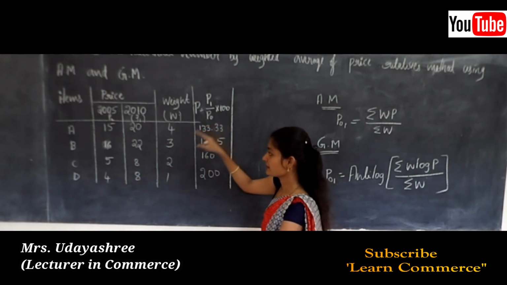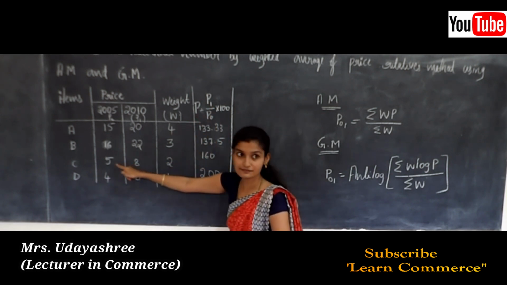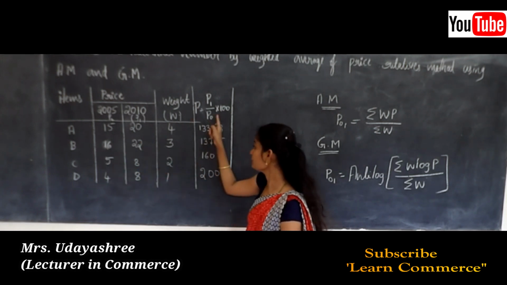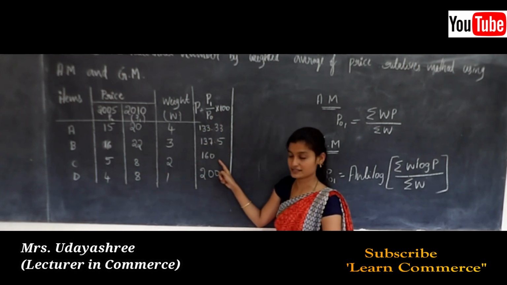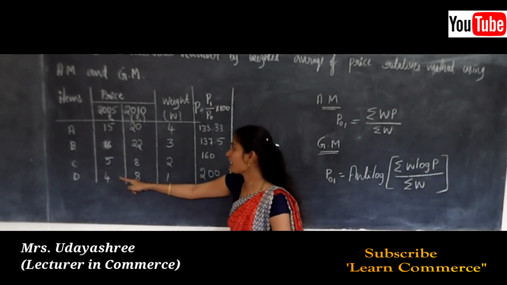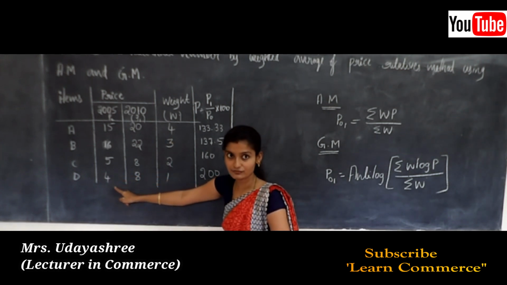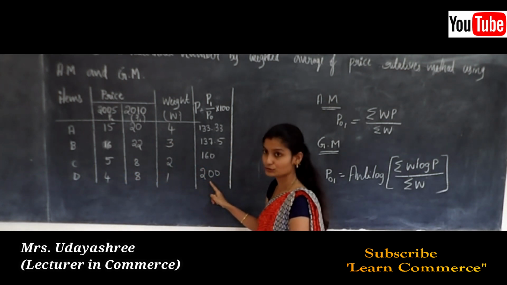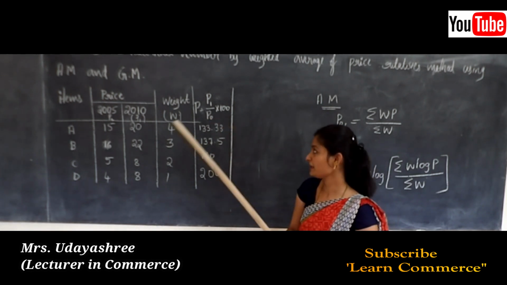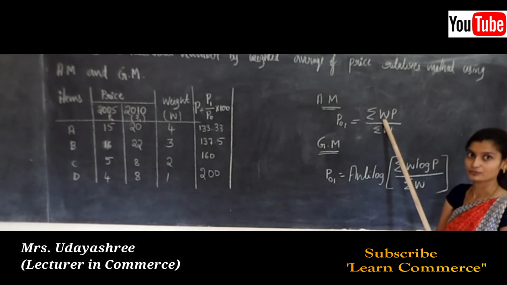Okay, next P1 is 8, P0 is 5. So 8 divided by 5 into 100, the answer is 160. Okay, next value, that is P1 is 8 divided by P0 is 4. So 8 divided by 4, then the answer is 200. Okay, so once we finished the P observations, next we need to calculate W.